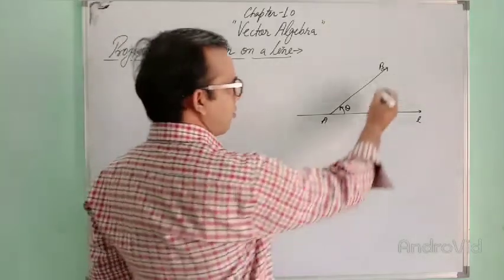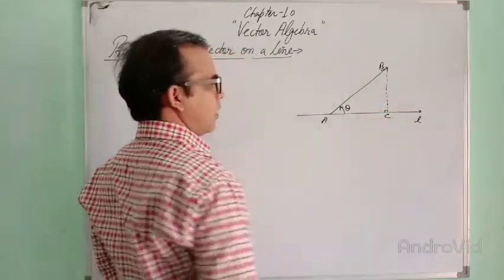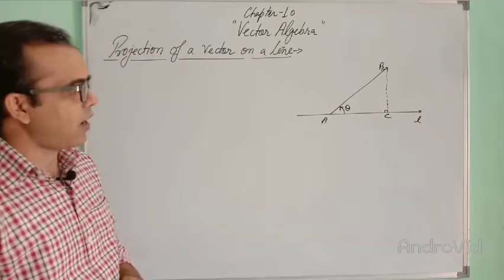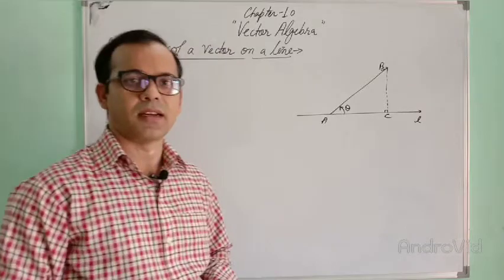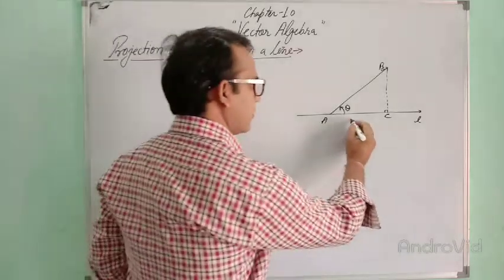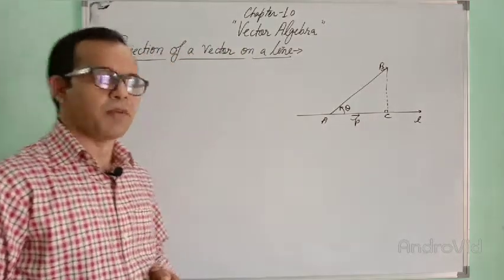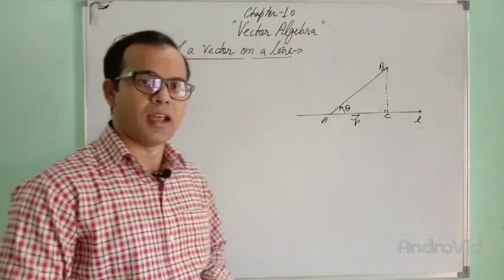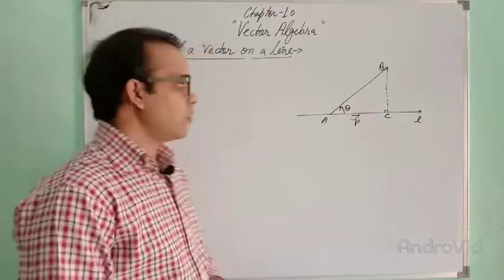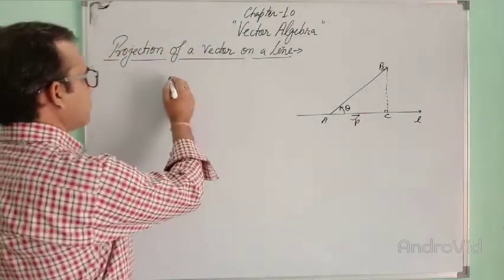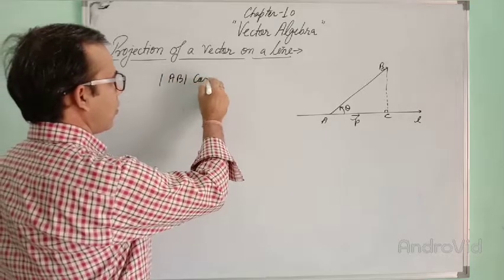Then the projection of AB on L is defined as the vector. Let us suppose that vector is P vector. Then the projection of this AB vector on the line L is equal to P vector, whose magnitude is AB cos theta.